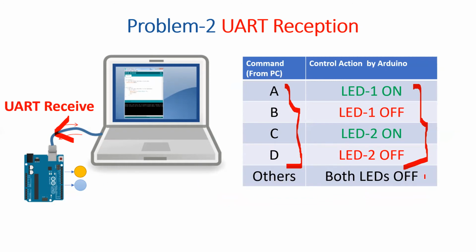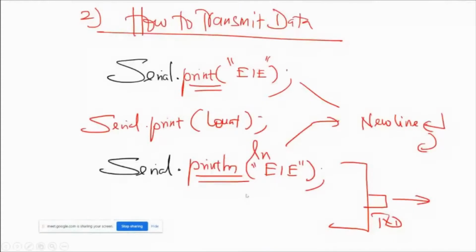So this is a simple example where the Arduino is receiving data via UART, interprets the data, and performs certain control action based on the interpretation. So this template is normally used in a lot of control applications. Let us see how to do it. We have seen the command for transmitting data. Serial.println is the command that we use. So the third thing is how to receive data.